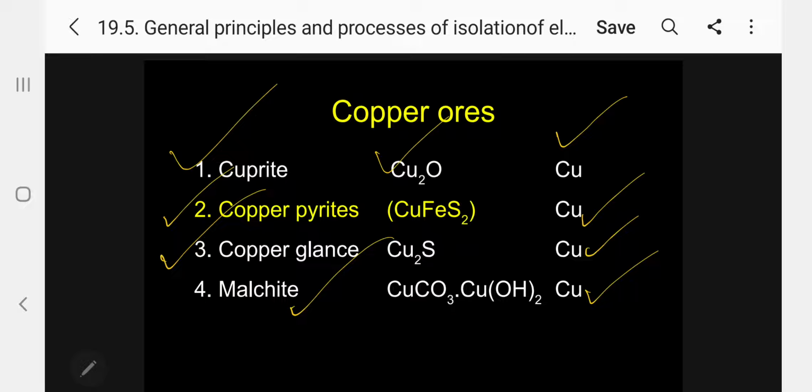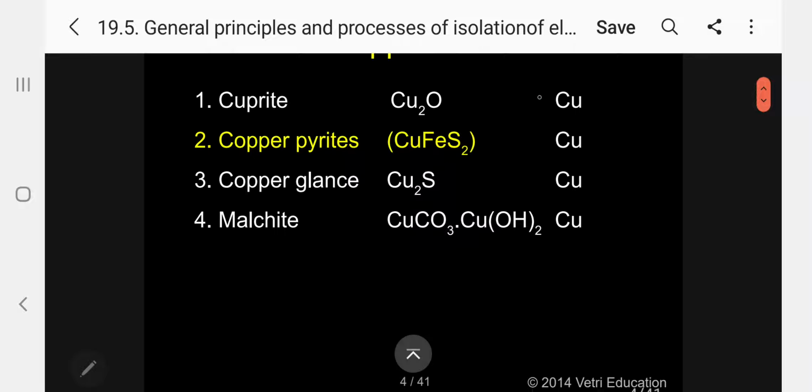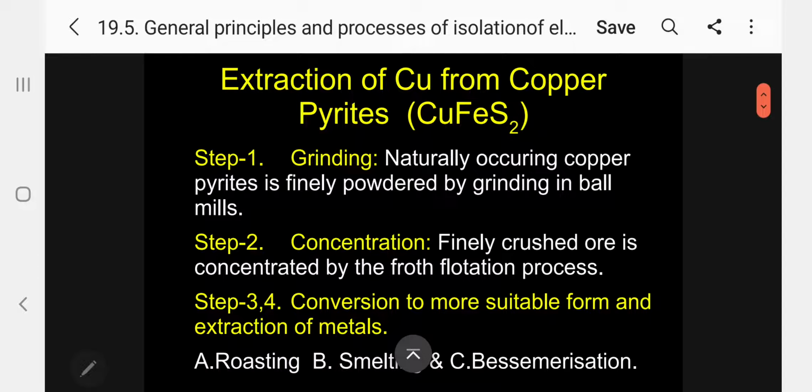So here I am going to take copper pyrites ore, from which I will explain how copper can be extracted, with the preparation and extraction. Kindly follow. Extraction of copper from copper pyrite, that is CuFeS2. Step 1, grinding.